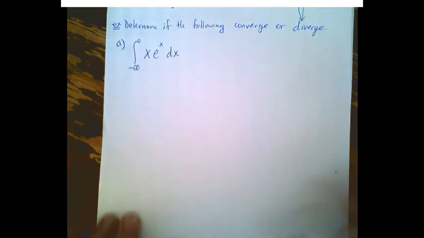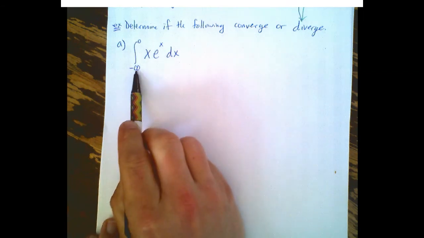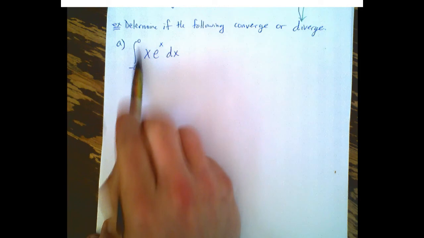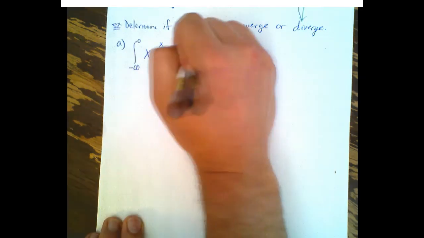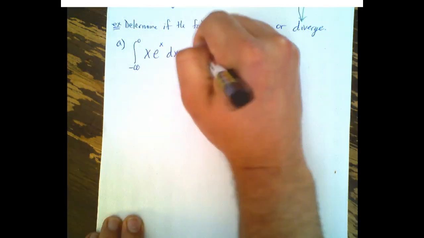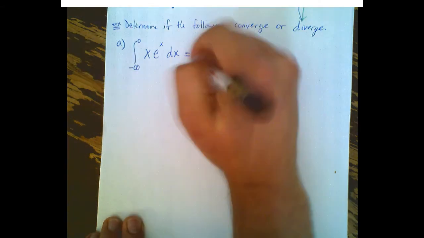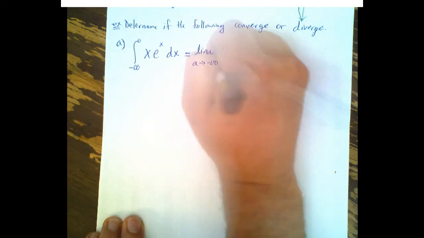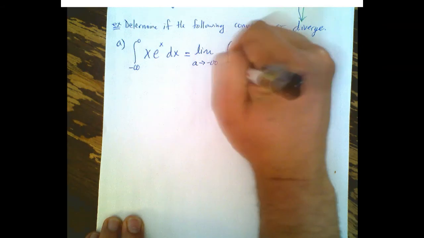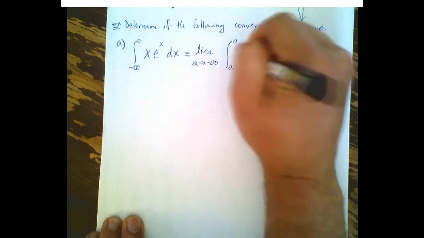Alright, so we notice that this is an improper integral because it is an infinitely long interval of integration here. So let's rewrite this as a limit. So it's the limit as, well, here's a, right? So a approaches negative infinity. Integral from a to 0 of x e to the x dx.